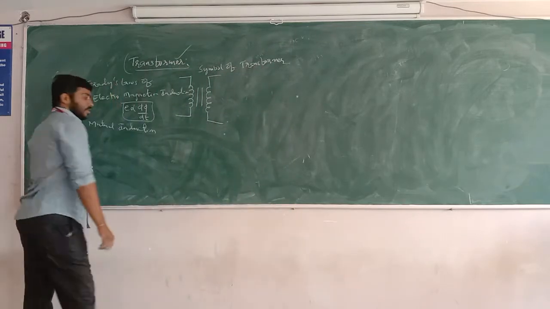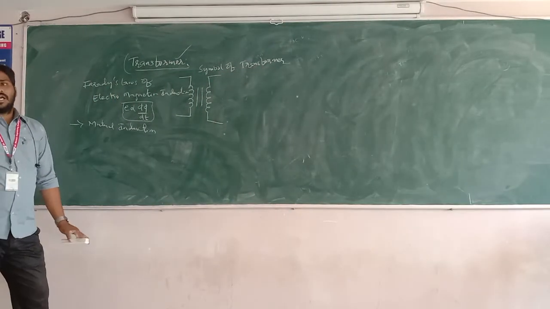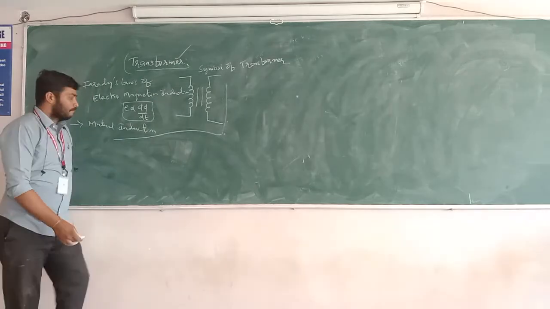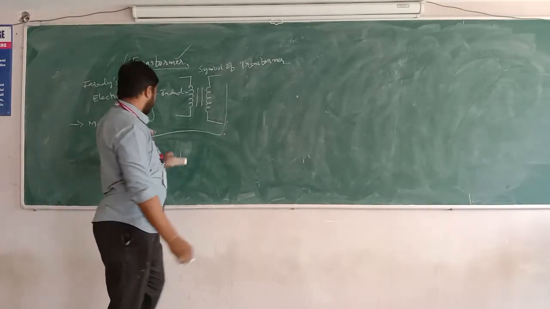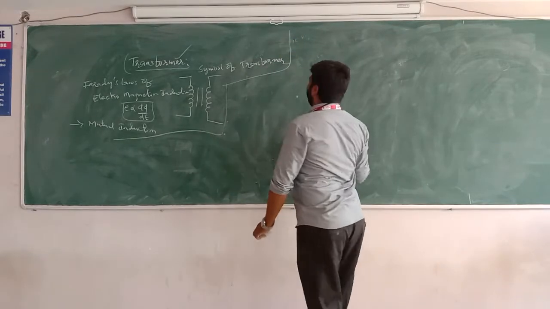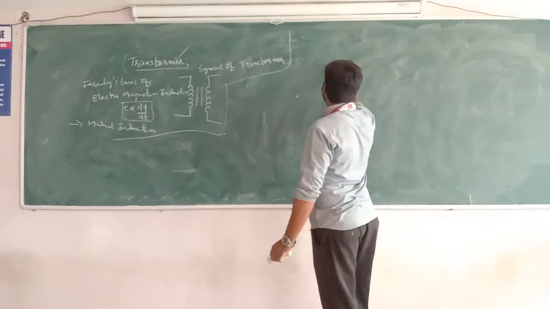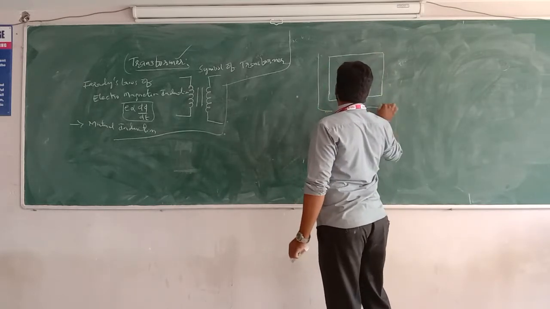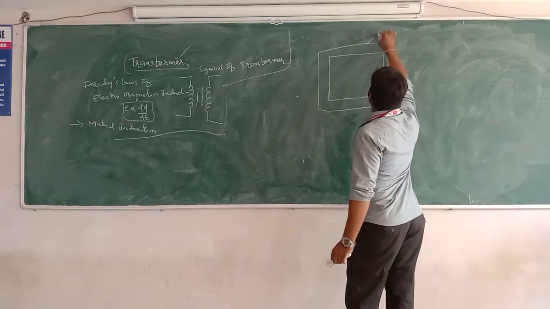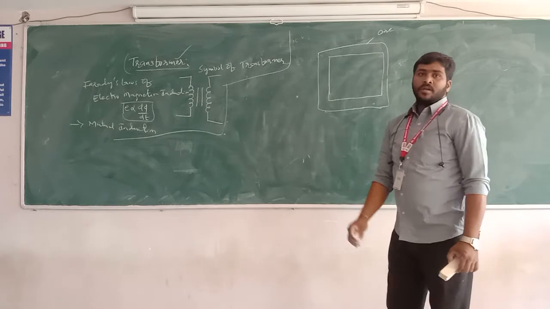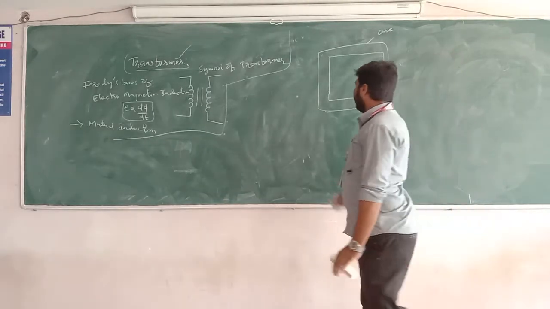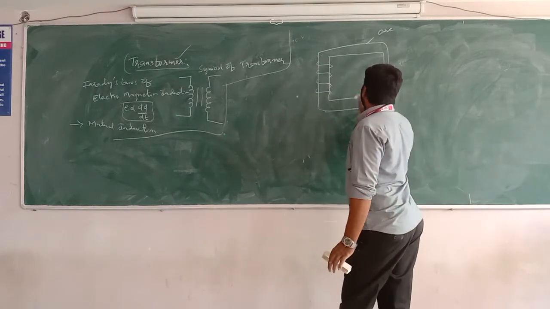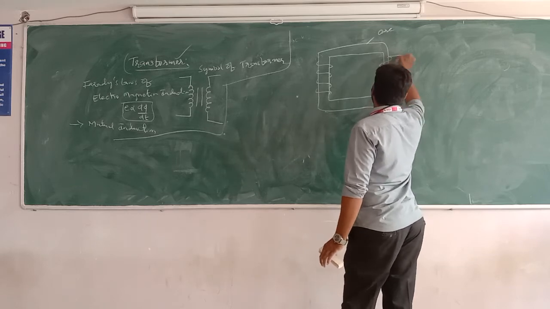Now we can see the operation of the transformer. First we take the block diagram of the transformer. This is the core. The transformer consists of a magnetic core. On the magnetic core we place the winding, which has a number of turns.